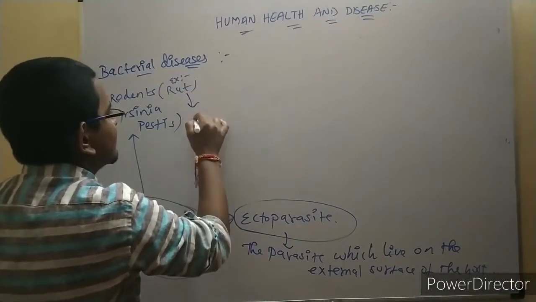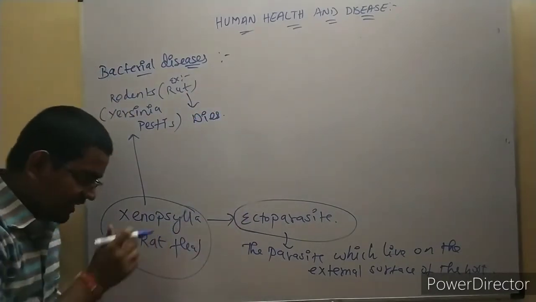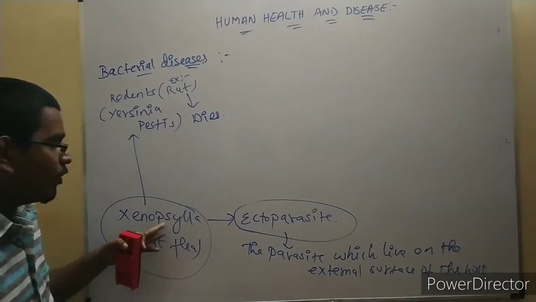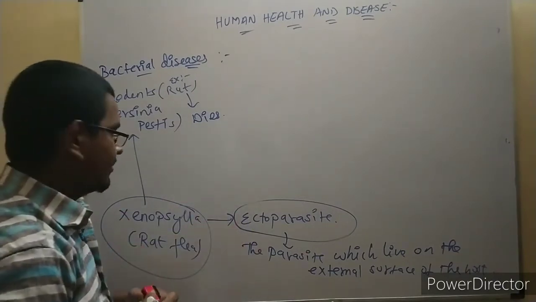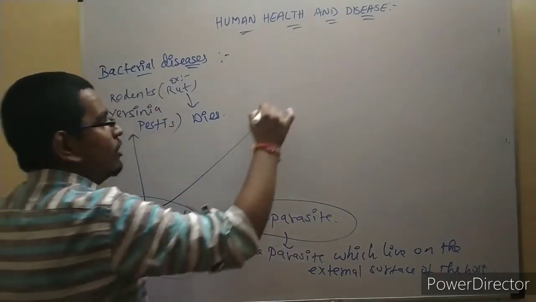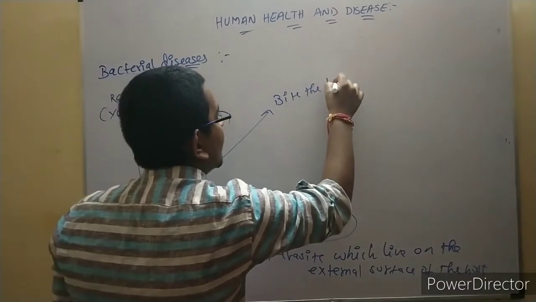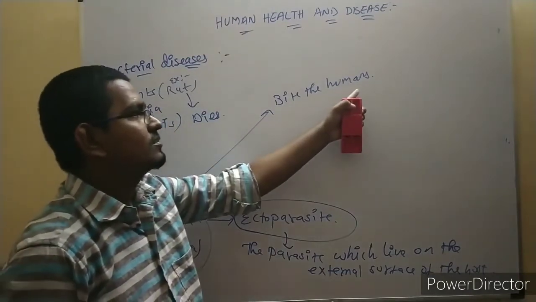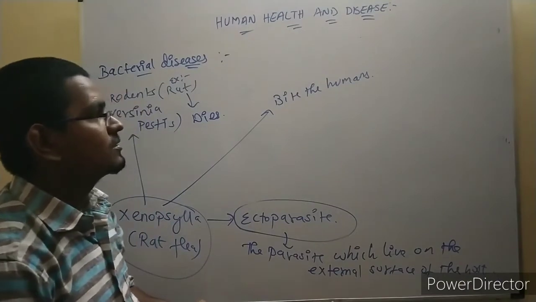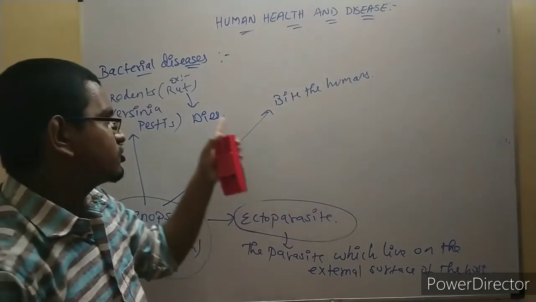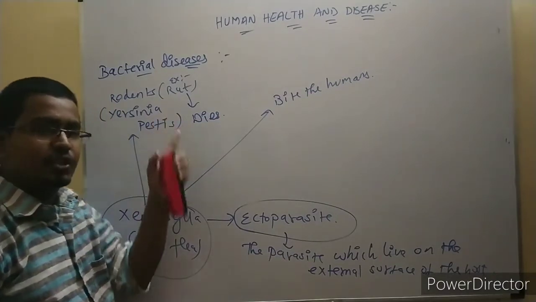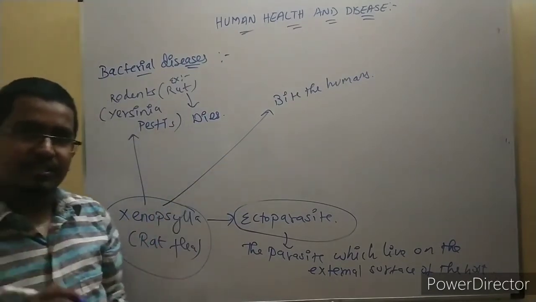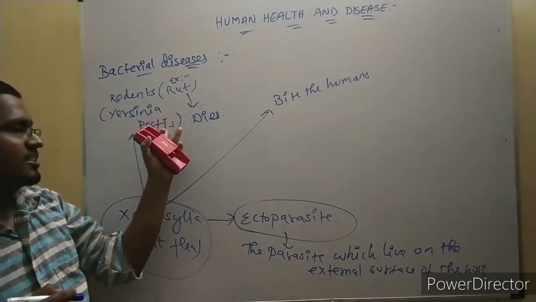If in case this rat dies, now this Xenopsylla requires another host for the nutrients, for survival, as it is a parasite. Then what it will do, unfortunately, if there is no rat there, it will go and bite the humans. Once it bites the humans, the Yersinia pestis will be transmitted into the humans. Once it is transmitted, it will start to replicate inside the body of the humans. The person whom this Xenopsylla bites will suffer from bubonic plague as Yersinia pestis enters into the body.